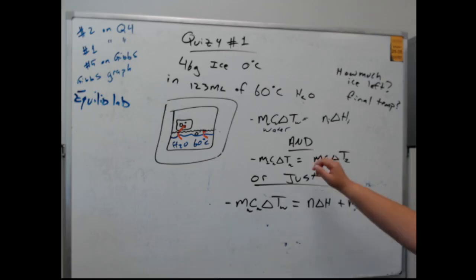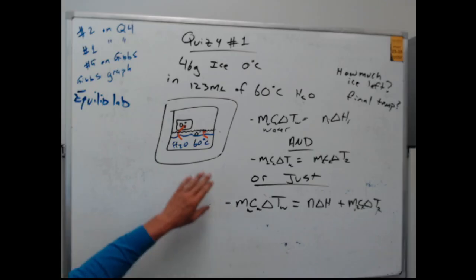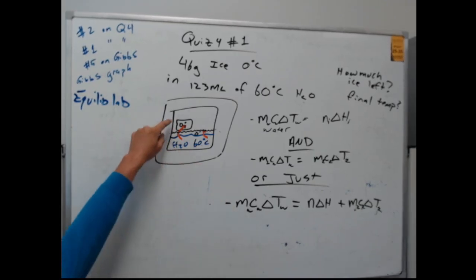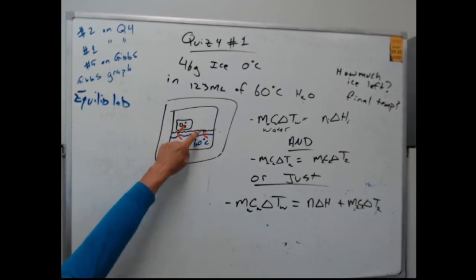Can you re-explain the two extra MC delta Ts? I think that got me a little bit confused. Yeah, okay. Essentially, whenever we've got an MC delta T, that's for energy being lost. Energy is being lost from the hot water into the ice, and it's being lost from the hot water into the melted ice.